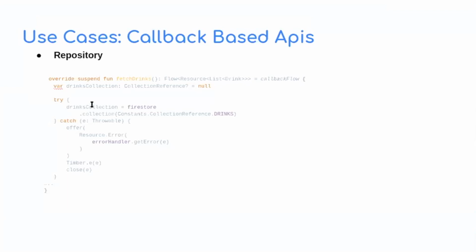So let's say we wrap our instantiation with a try catch block. Let's say an error has occurred in the stream and we cannot instantiate our collection reference. So what should we do? We can just send the error to our collectors and close our stream of data.